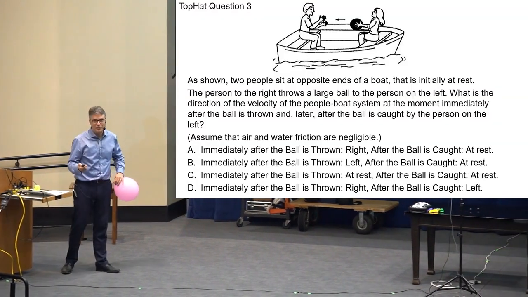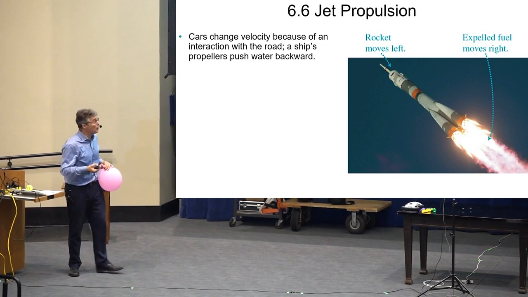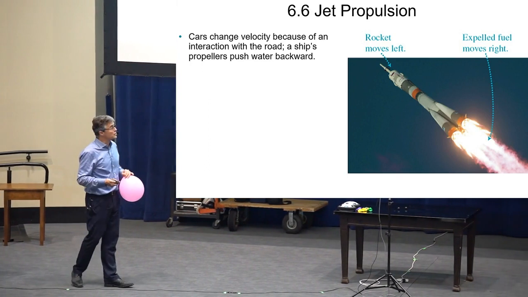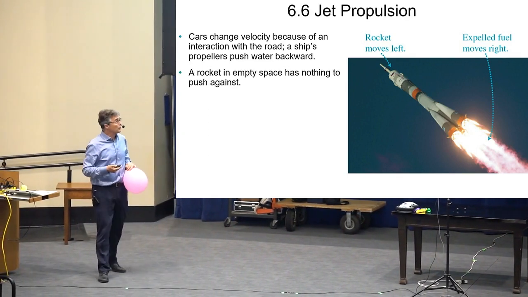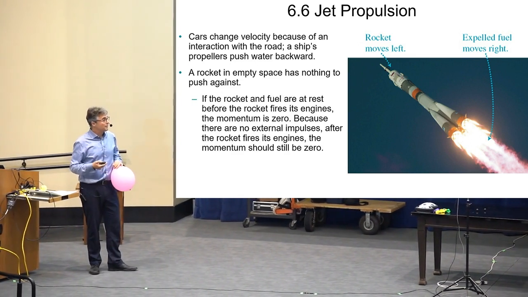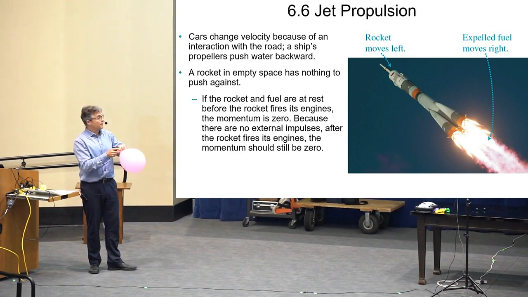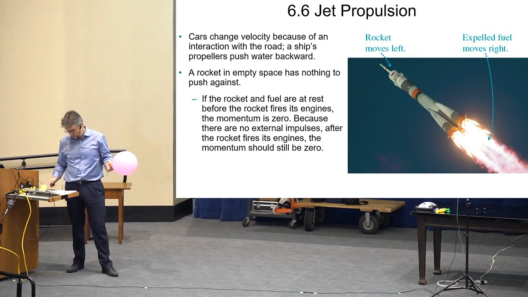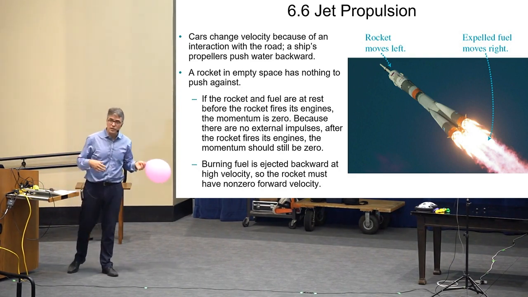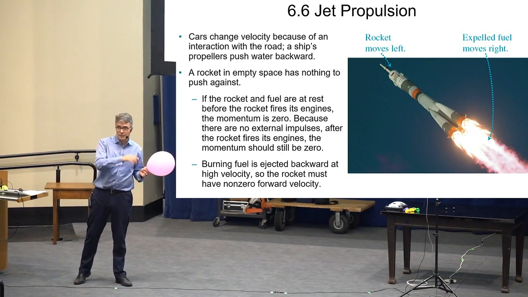So again, we're going over this again and again, but it's sort of a way of propelling. So cars change their velocity because of an interaction with the road, which is definitely an external force. And maybe a ship in the water pushes water backward. So a rocket in empty space has nothing to push against, but if the rocket and fuel are at rest before it fires its engines, after the rocket fires its engines, the momentum of the system of the ejected exhaust plus the rocket should still be 0. So if the exhaust comes out fast enough in one direction, you can imagine the rocket going the other way.